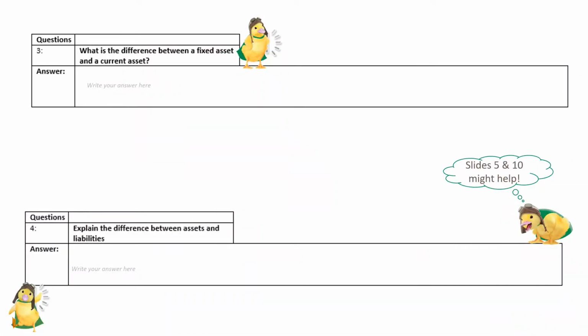Question 3. What is the difference between a fixed asset and a current asset? Question 4. Explain the difference between assets and liabilities. Now don't get caught out, we're not just looking at fixed asset and current asset, we're now looking at the whole thing, assets and liabilities.